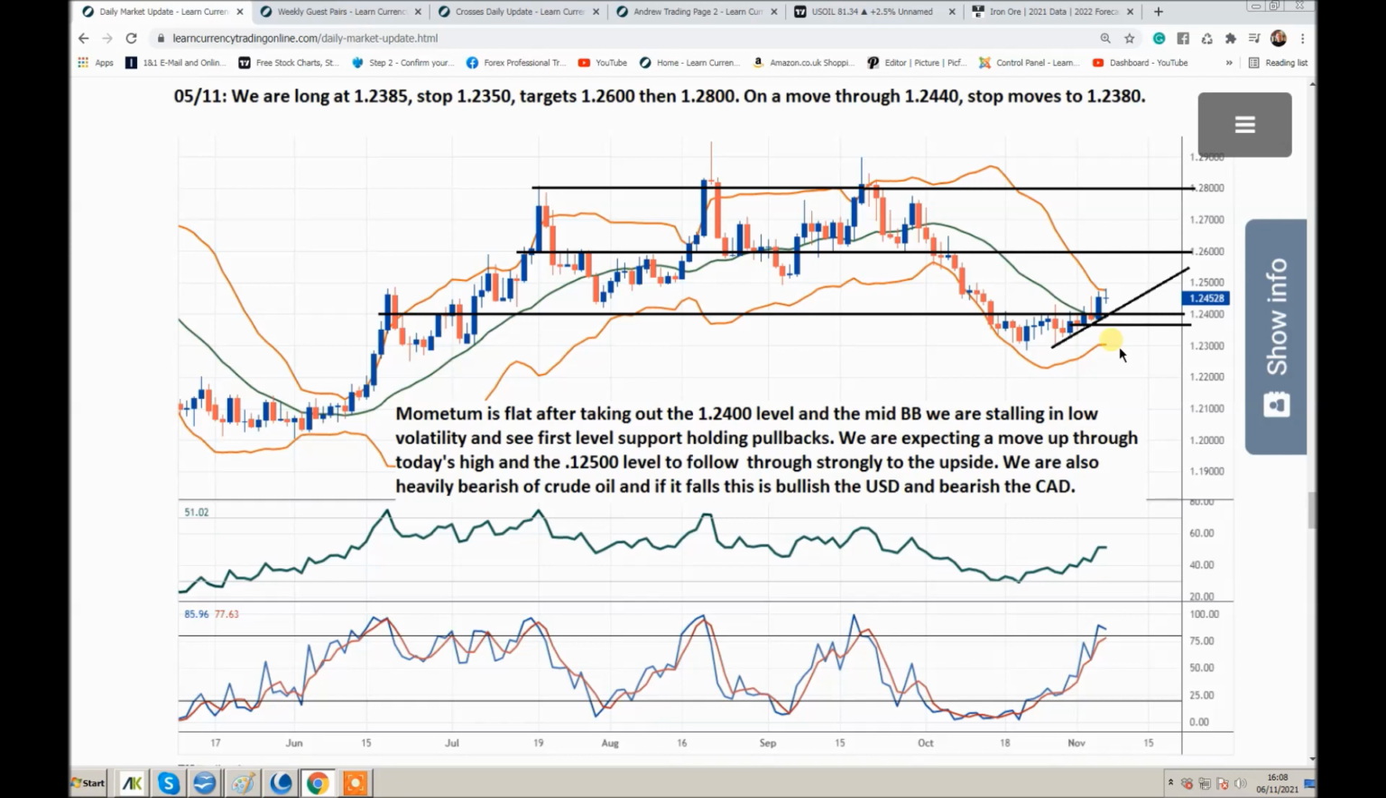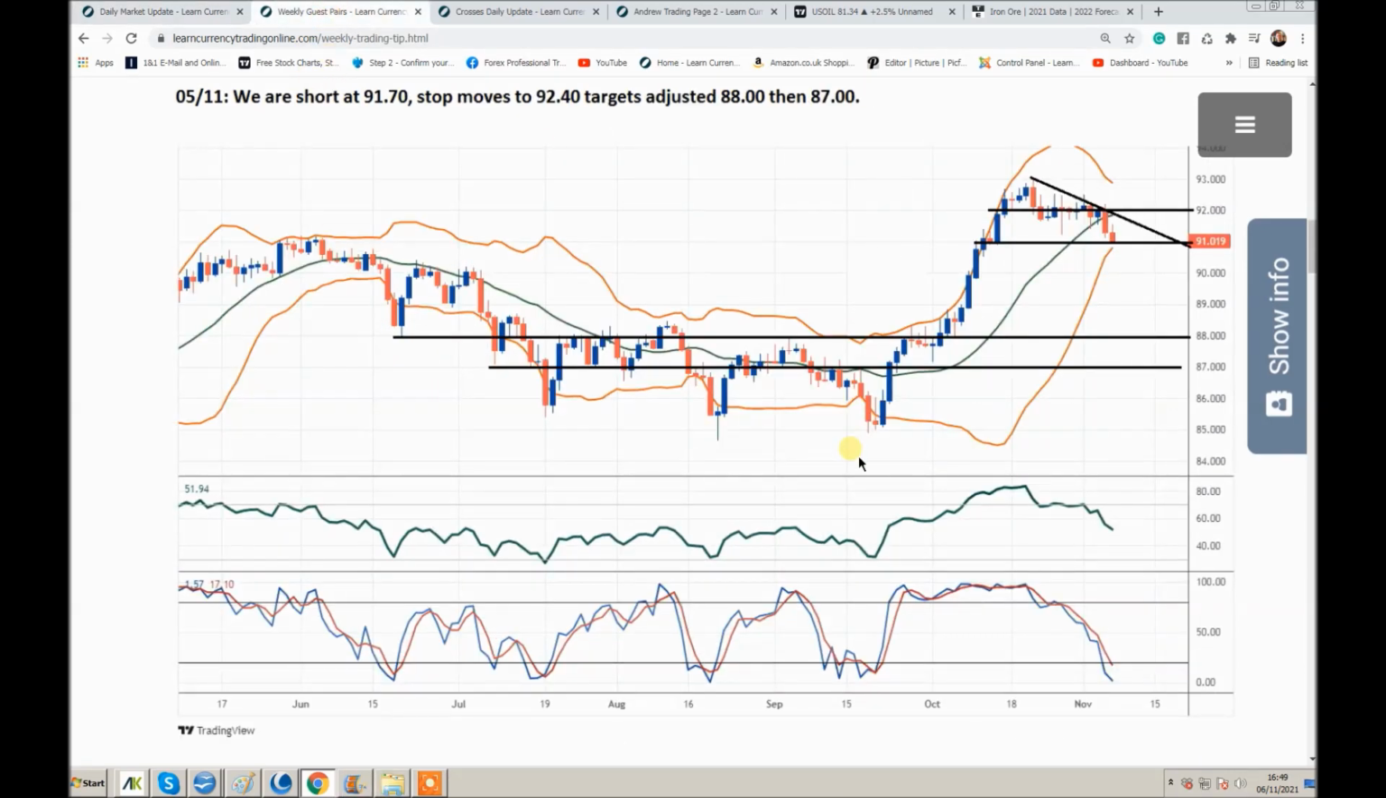Okay, 150 pips to 126, then 350 to 128. Okay, now in terms of selling the CAD, another pair we really like is CAD JPY. Now, we were saying CAD is one of the most overbought major currencies.